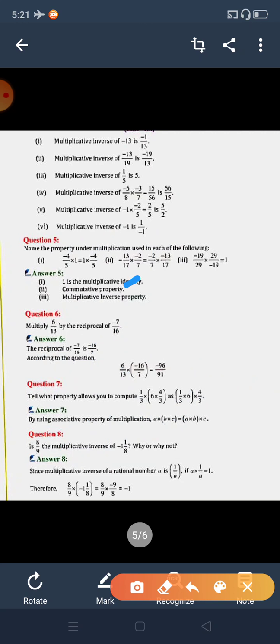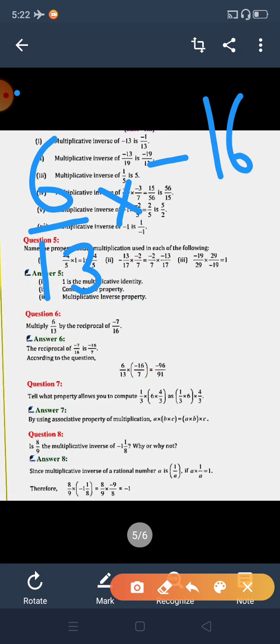All the three properties we have verified. First one is multiplicative identity. Second one is the commutative property, and third one is the multiplicative inverse property. Sixth question. Multiply 6 by 13 by the reciprocal of minus 17 by 16. So you have to multiply 6 by 13 by the reciprocal of 7 by 16.